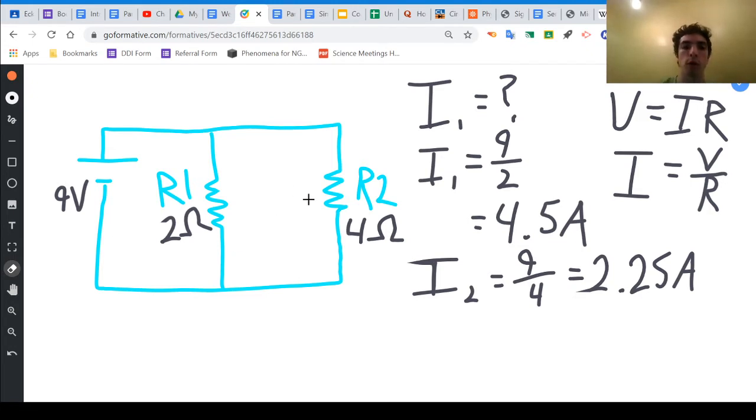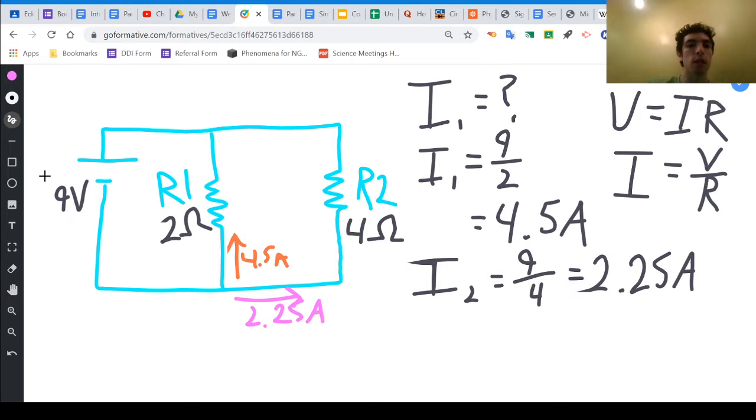So before I show how to calculate that equivalent resistance, I would like to take a second to record our total current in the circuit. So along this red path through R1, this I1 current traveling through that was 4.5 amps, and the current traveling through R2, or I labeled it here I2, was 2.25 amps.